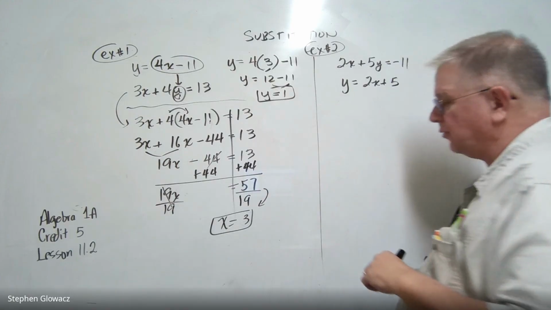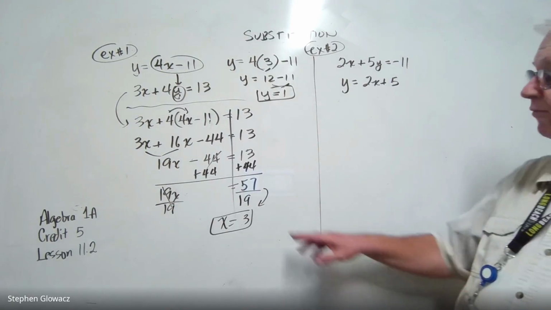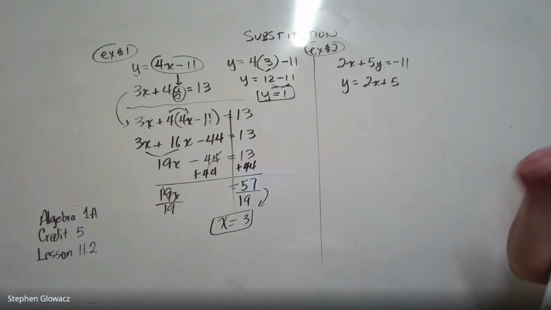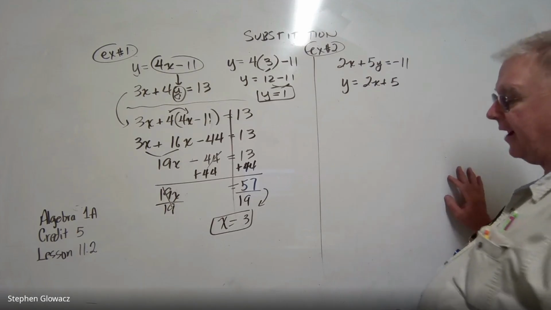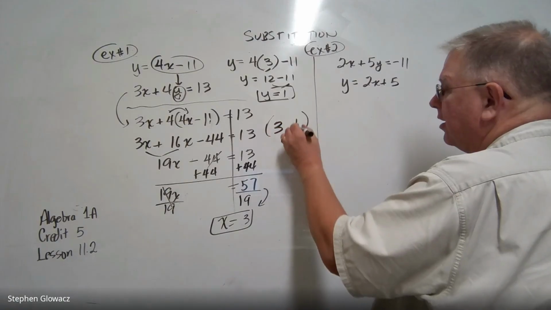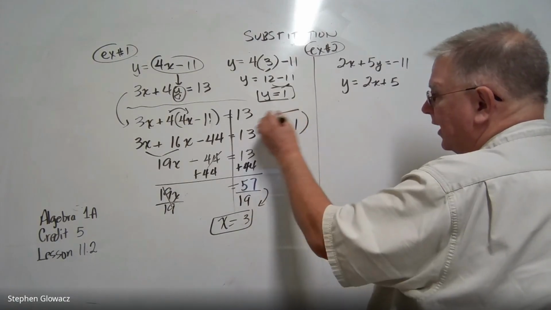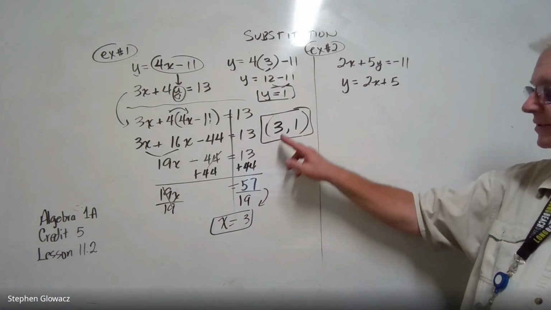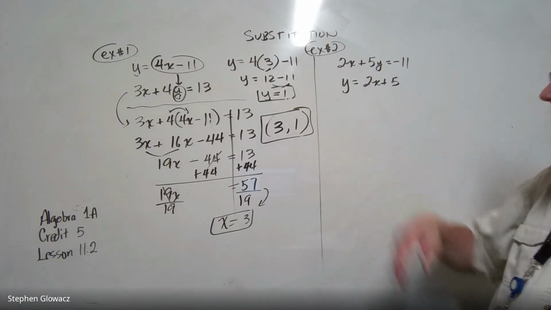So y is 1. Now we typically want to write the answer as an ordered pair. You're going to be asked to do that in your packet. Remember, in an ordered pair, x is first, then y. So writing this as an ordered pair, we would have 3 and 1. And so the answer to our first example is 3, 1, or x is 3 and y is 1.